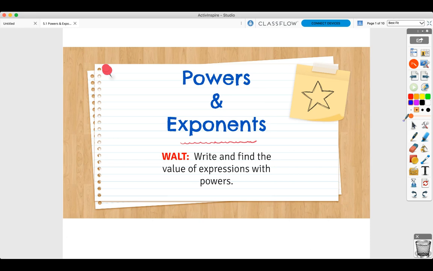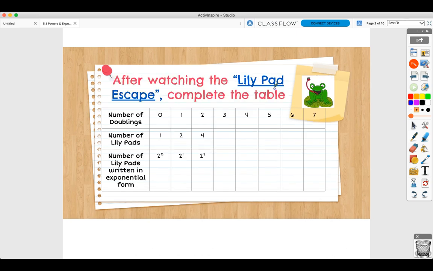Hi students, today's lesson is going to be on powers and exponents, and you're going to be able to write and find the value of expressions with powers. First thing you want to do is watch the video Lily Pad Escape. Then you're going to come back and we're going to fill out this table.